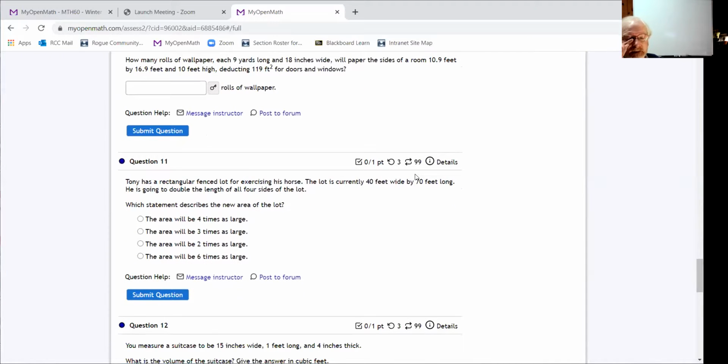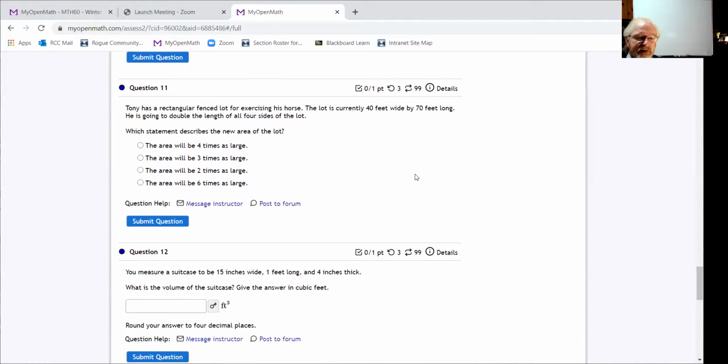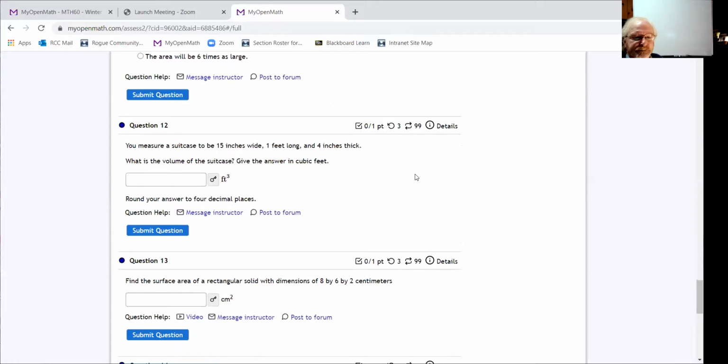Let's see. This one's interesting. You've got a rectangular field. If you double both dimensions, length and width, how much bigger is the overall area? I might suggest that you sketch that, what it would look like, and see it to come up with your answer, if that's not obvious to you.